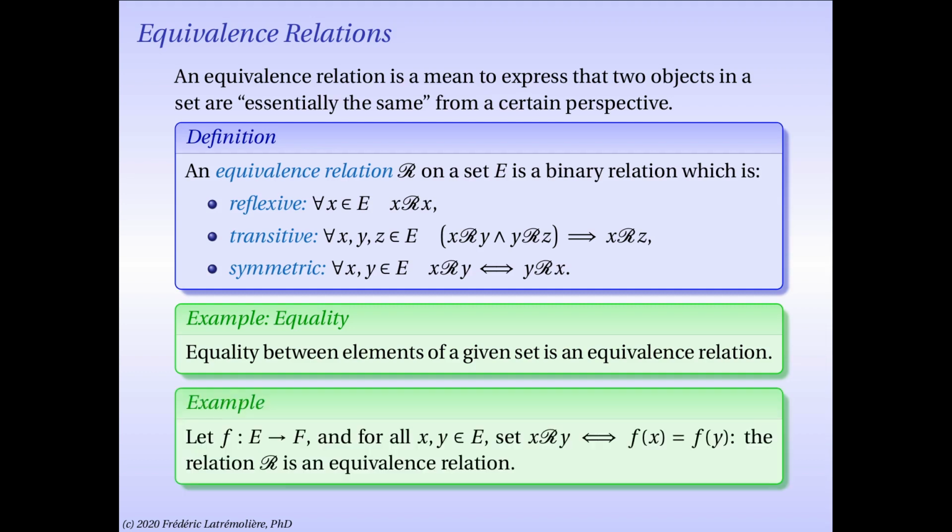Another fundamental example is given by functions. So if you have a set E and some function f from E to some other set, I'm going to say that x and y are equivalent if and only if f of x equals f of y. It's indeed easy to check that this is an equivalence relation on E, and we will see soon that in fact all equivalence relations are actually given by an expression of this form.